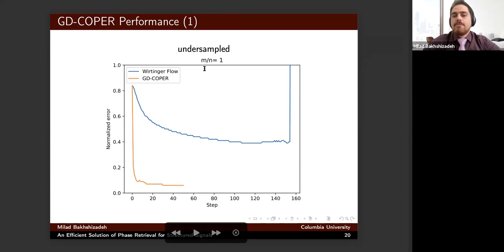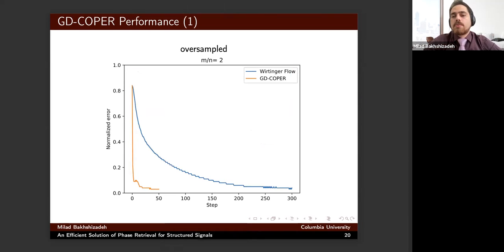Even when you have the same number of samples as the signal dimension, Wirtinger flow cannot solve the problem. And note that this is still counted as the undersampled case because our measurements are phaseless. We don't have the full data of a linear mapping of our signal. So this is still the undersampled case. But as soon as you oversample the problem, both GD-COPER and Wirtinger flow are able to find the right signal. However, as you probably noticed, GD-COPER does it much faster and in fewer steps.